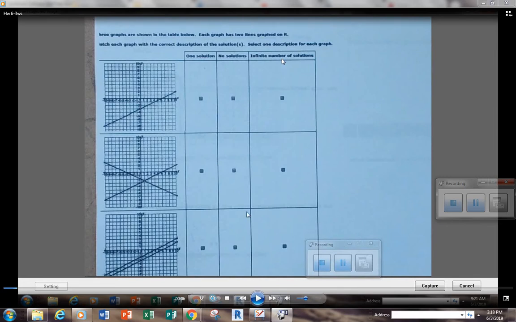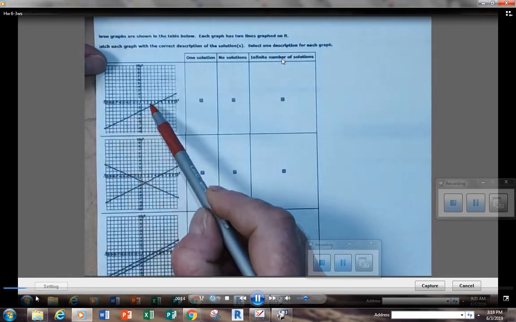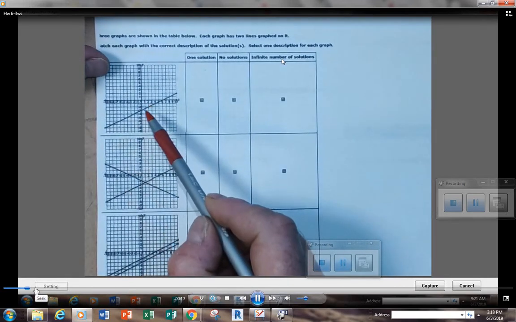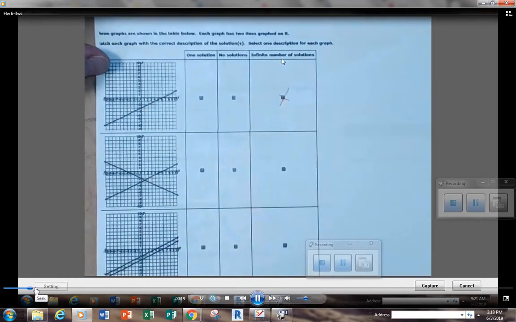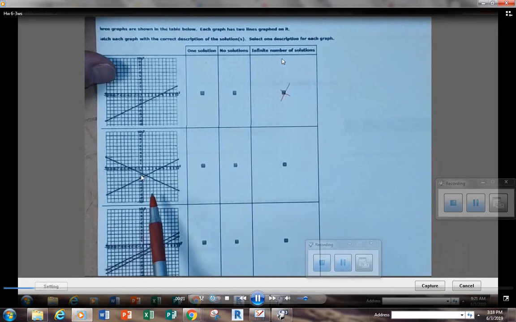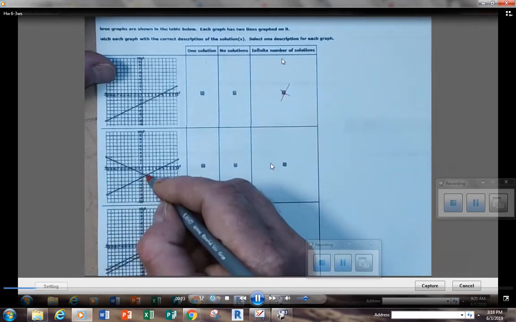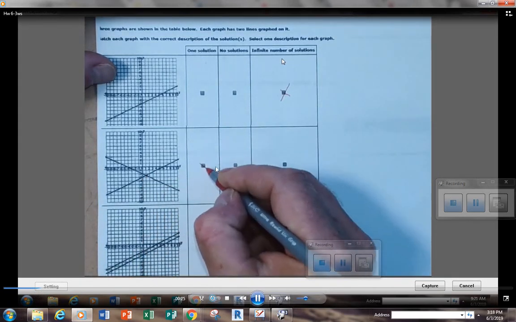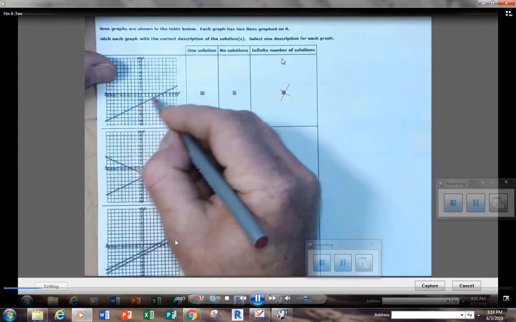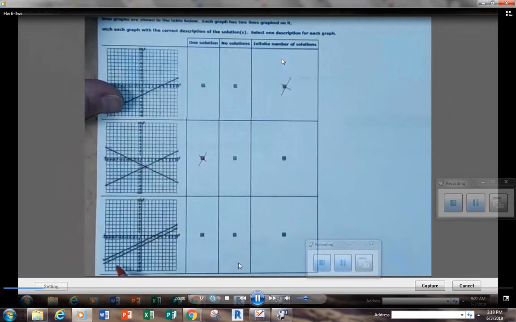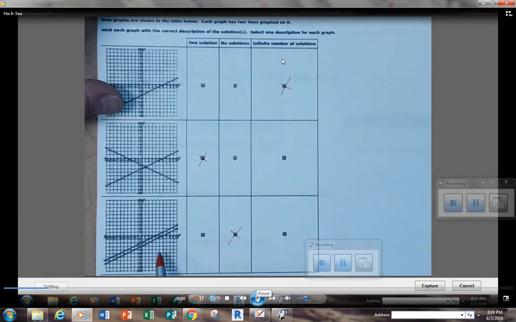Here we go. Number of solutions. Again, from a graph, you need to know that if it's touching, overlapping lines like that, that would be infinite solutions. Intersecting lines, one solution. Parallel lines never touch, so no solutions to that one. The first word is I.